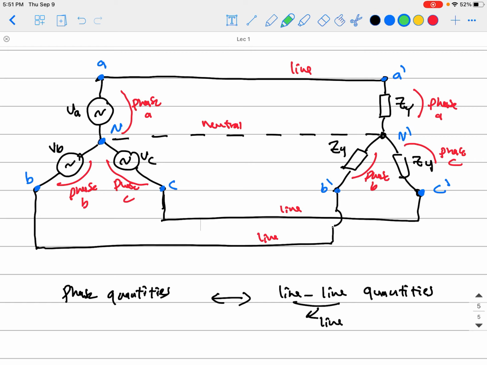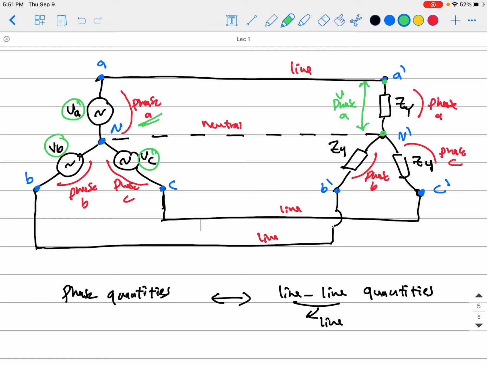If I want you to find me the phase voltage of A, that means I want this value, the VA. If I want the phase voltage of B, that means I want this value, VB, and VC, the phase voltage of C. Also I want the phase voltage of the load. That means I want this value, V phase A, because that is the voltage across the phase.